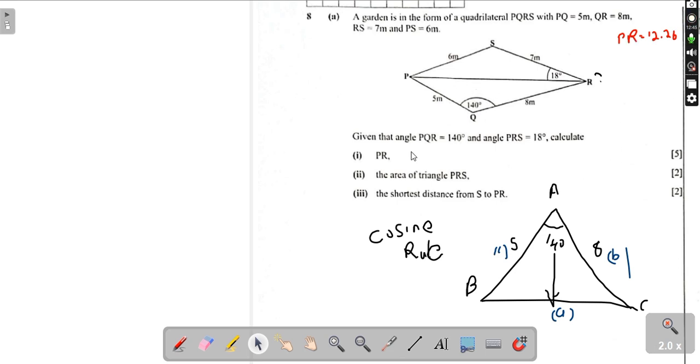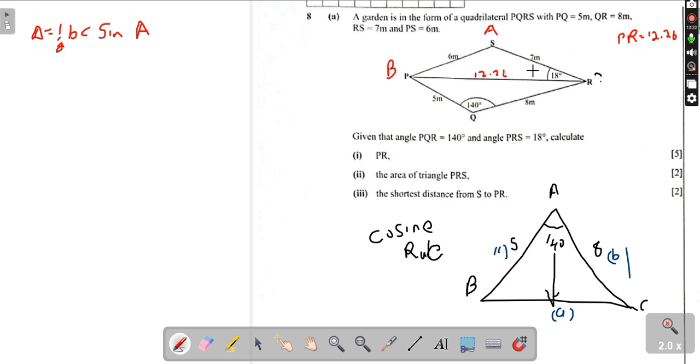So we know now what we have here. Find the area of triangle PRS. That's the next question. So PRS, we need to find the area. This is 12.26. The formula for finding the area is given like this: half BC sine A. So we have A here.